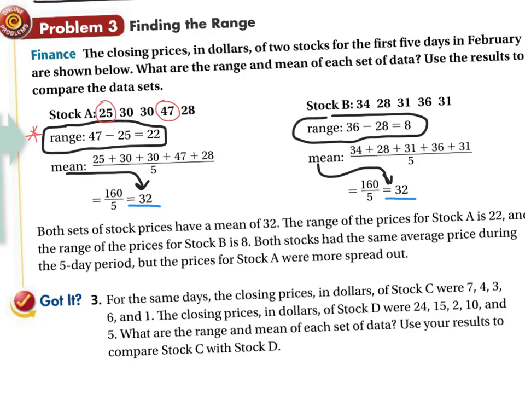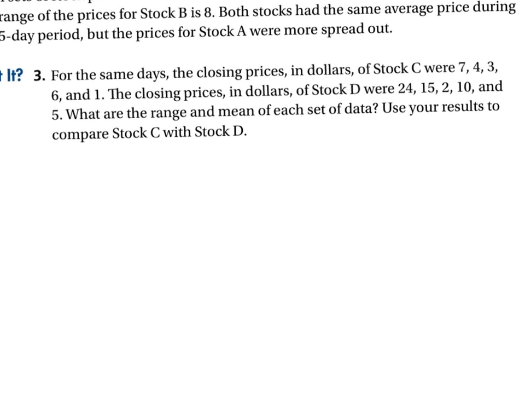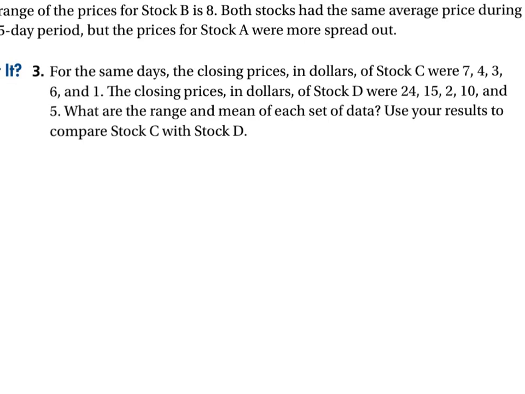So if you look at the Got It 3, they are wanting us to look at a couple of other stocks. So we have stock C and stock D. They're asking for the range and the mean. Since we're not doing the median, we don't necessarily have to put these numbers in order, although since we're finding the range, we need to take the highest minus the lowest, so I'm just going to go ahead and put them in order anyway. That'll make it easier to look at the range part.